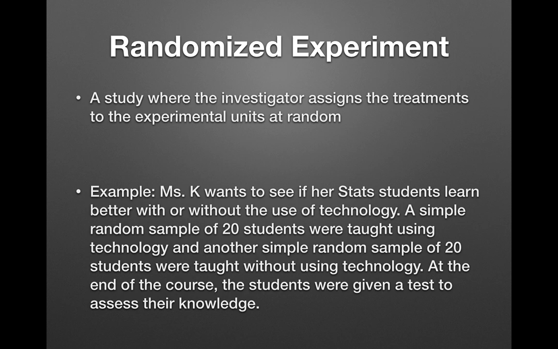So I put these students into the groups, but I did it by simple random sample, so everybody was equally likely to be in either of the two groups. And so at the end of the course, the students were given a test to assess their knowledge after being taught with or without technology. And so that's an idea of a randomized experiment. The only thing that I controlled was placing the students within their respective groups. But then again, I only controlled that to a small degree because I did conduct a simple random sample to do so.